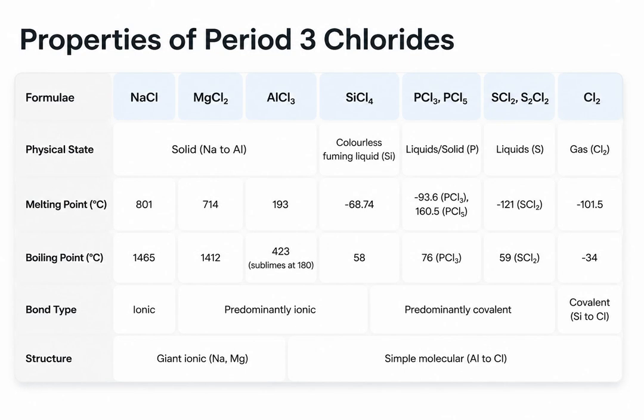Now, let's shift our focus from the oxides to the chlorides of period 3 elements. Just like the oxides, we see a clear transition in physical states and bonding. Sodium and magnesium chlorides are solid, giant ionic lattices with high melting and boiling points. As we reach aluminum chloride, the bonding becomes predominantly covalent, and it actually sublimes at a relatively low temperature. From silicon tetrachloride onwards, we are dealing with simple molecular structures that are liquids or gases at room temperature, held together only by weak van der Waals forces.